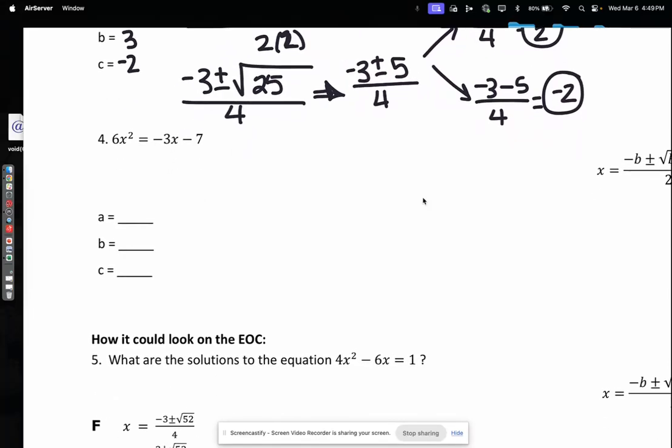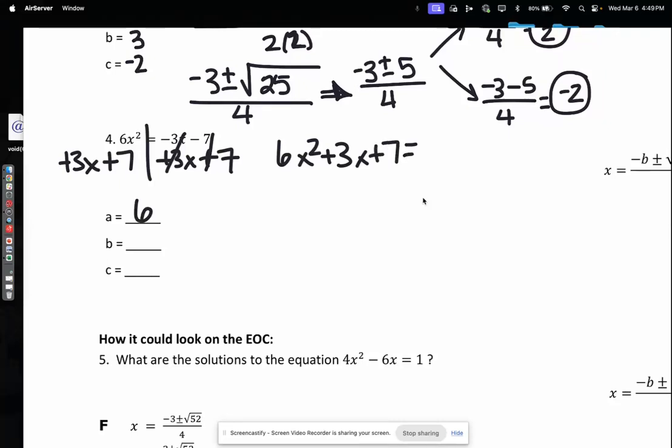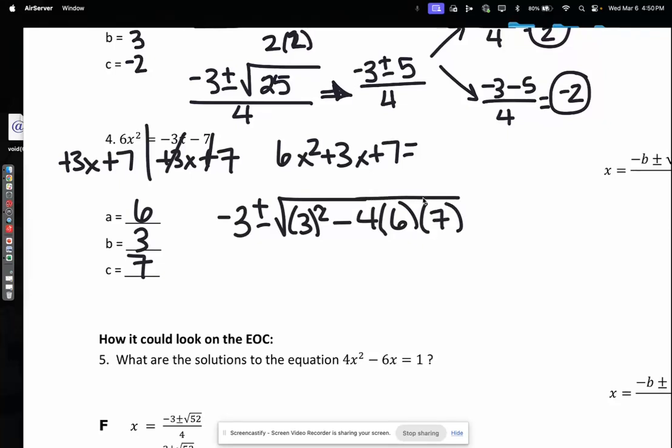Number 4 is also not in standard form. So I'm going to have to move these things over here. So this equals 0. So I have 6x squared plus 3x plus 7 equals 0. So now I can see my A is 6 and my B is 3 and my C is 7. Negative B plus or minus the square root of B squared minus 4 times A is 6 times C is 7, all over 2 times A.